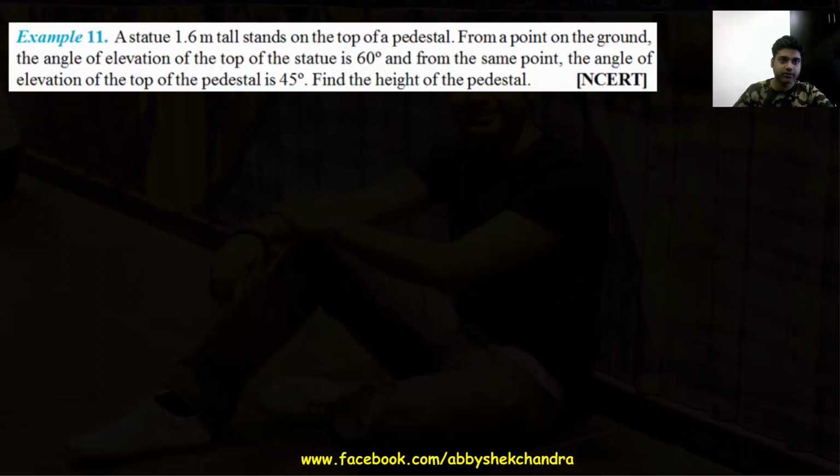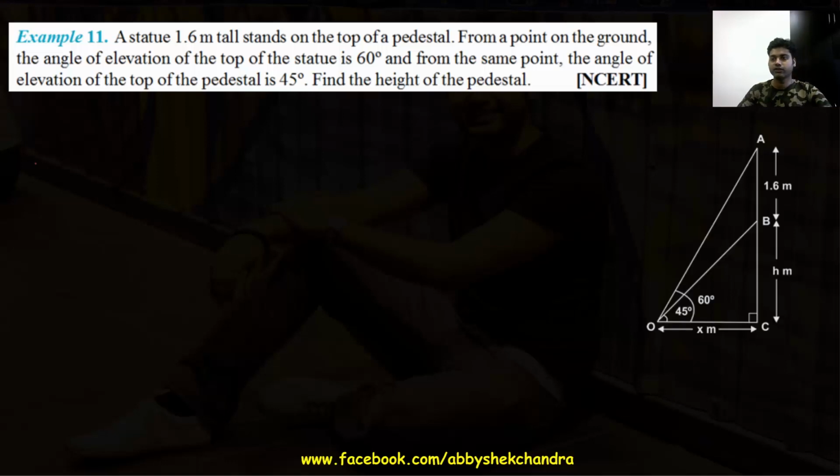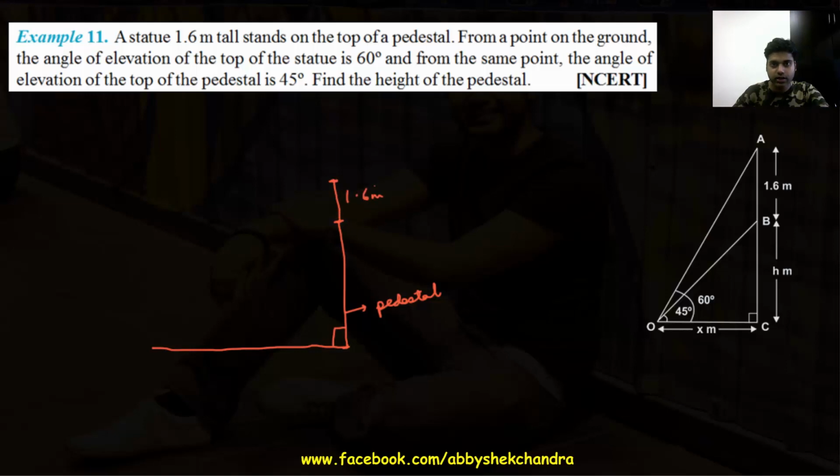Question 11. This is the figure for it. A statue 1.6 meters tall stands on the top of a pedestal. So let's say this is the pedestal. This is the ground. This is 90 degrees. This is the pedestal, and there's a statue above it which is 1.6 meters high.